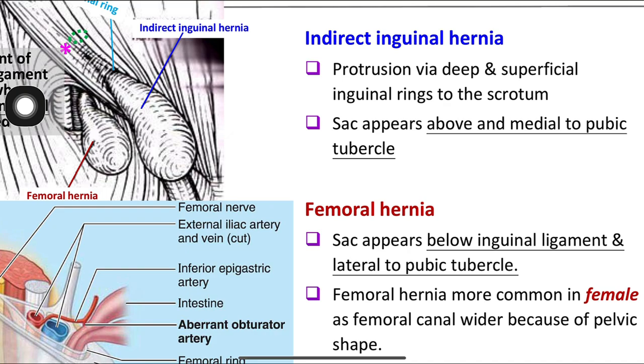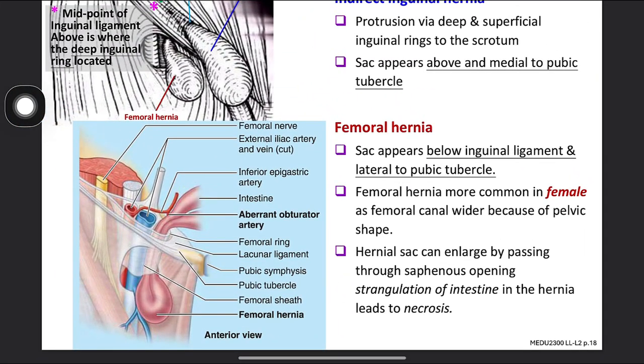Above. What if it is a femoral herniation? The sac usually is found below and also lateral to the pubic tubercle. That forms the difference. Can you see that? And femoral herniation is more common in females, as the femoral canal is wider, simply because women have a broader pelvic arrangement. Because of the pelvic shape, wider in size, women have a high chance to develop femoral herniation, okay?